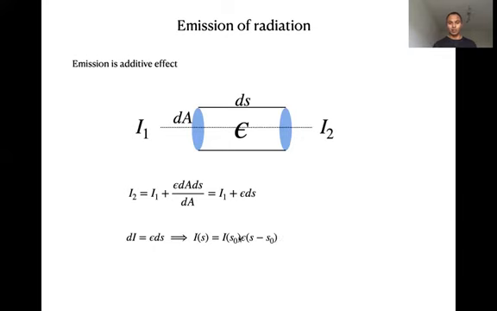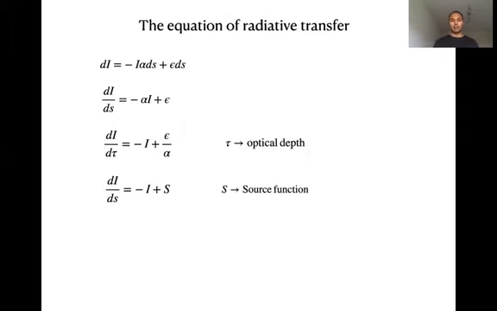Actually, I'm sorry, I must note that there must be a plus sign here. So I of S is I of S naught plus epsilon times S minus S naught. I'm going to correct that when I post it. So that's emission of radiation.